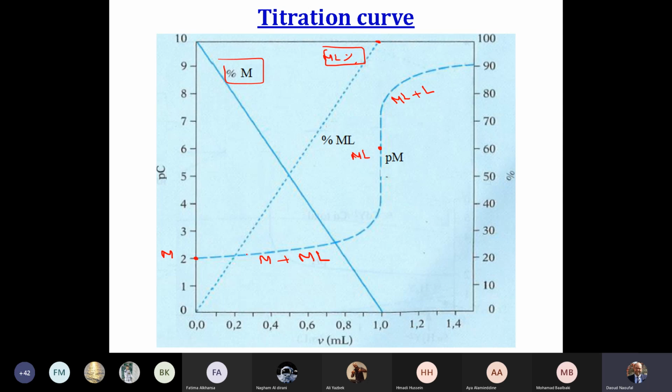And we have several characteristic points. What is pM at the beginning? We proved the relation: pM at the beginning equals pC0. What is pM at equivalence? pM at equivalence equals half pKd plus, pay attention, pC prime 0, and C prime 0 is different from C0. C prime 0 equals N0 divided by V total, which is V0 plus VE, but C0 equals N0 divided by V0. So at equivalence, all M has been transformed to ML as number of moles, but the concentrations are different. So this is the titration curve of the complexation.